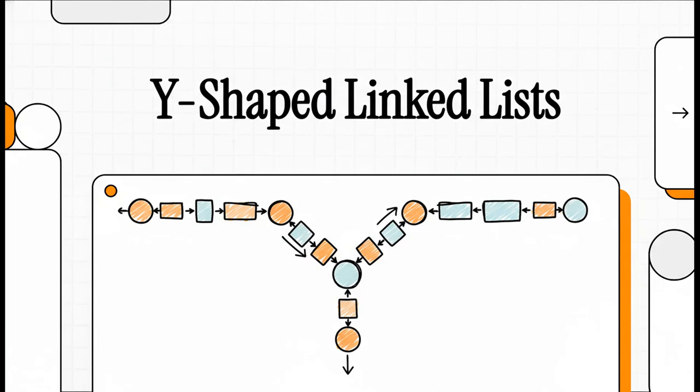All right, today we're going to tackle a really cool and classic computer science puzzle. How do you find the exact point where two separate paths suddenly merge into one? It's a fantastic problem that has a surprisingly elegant solution. So, let's just dive right in.